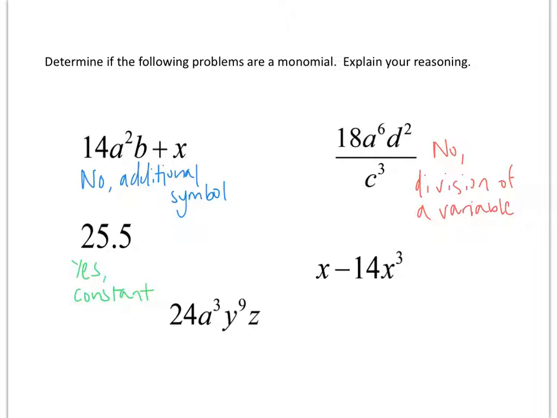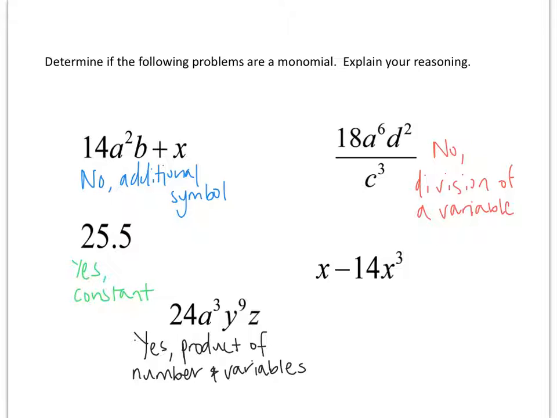Okay, 24a cubed y to the 9th z. This would be a monomial because it's a product of numbers and variables and satisfies all requirements. So I can say, yes, product of numbers or a number and variables. Could also say satisfies all requirements.